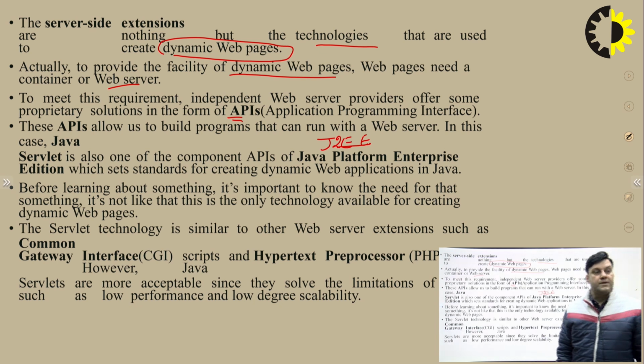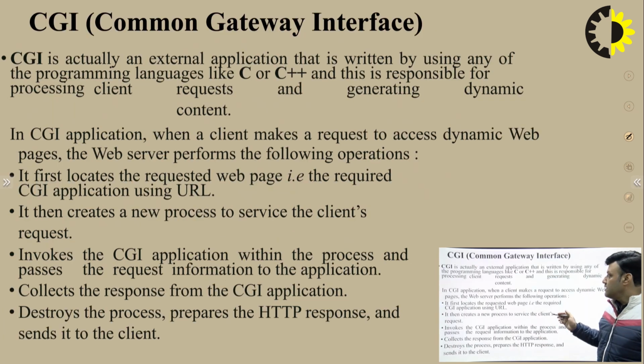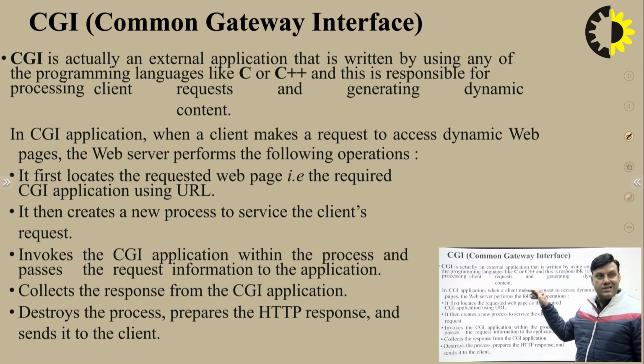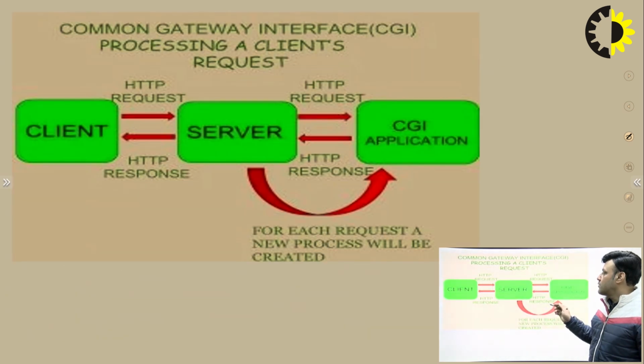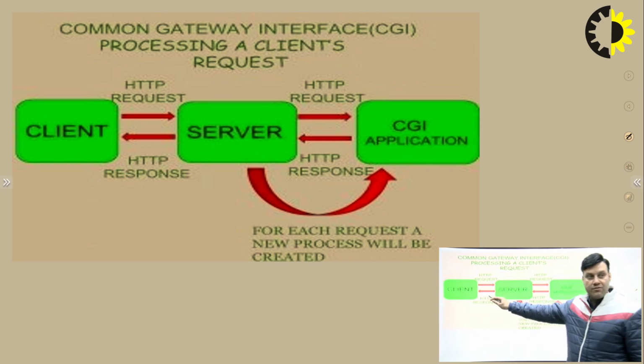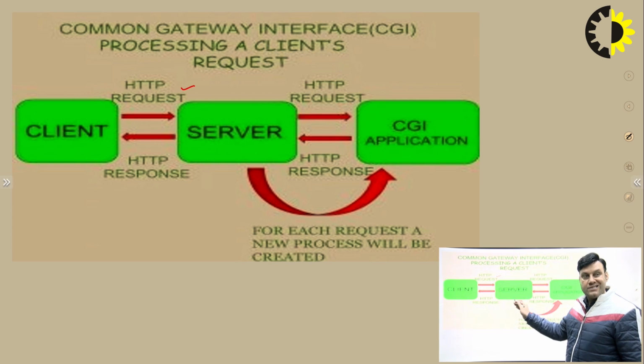Before going further, I just want to differentiate between CGI and servlet. I have a table here. Common Gateway Interface is an application that was used previously, and after that we use the concept of servlet. In this diagram we have a client, the same client-server model, and an HTTP request is sent to a server.